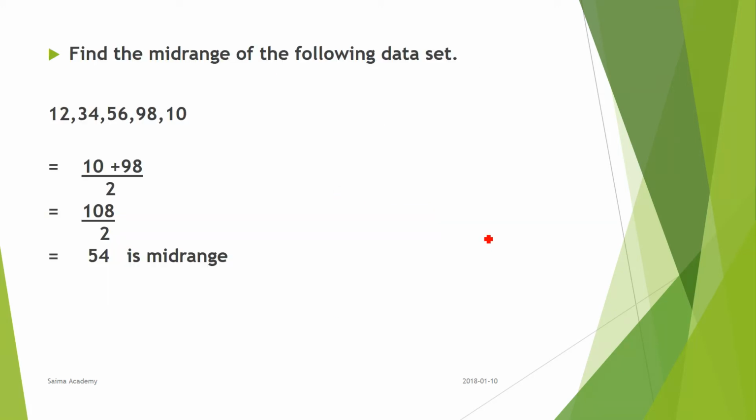Here I will explain with the help of an example. This is our data, right? We have very simple data. First of all, you have to find out the smallest value. 10 is the smallest value, plus the highest value, 98 is the highest value. So 10 plus 98 divided by 2 is equal to 54. So 54 is the mid-range, right?